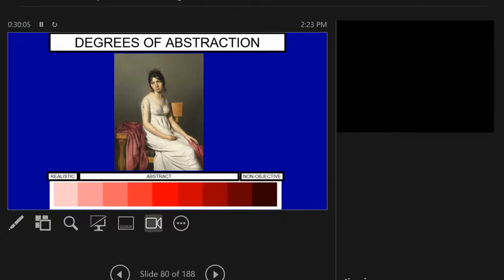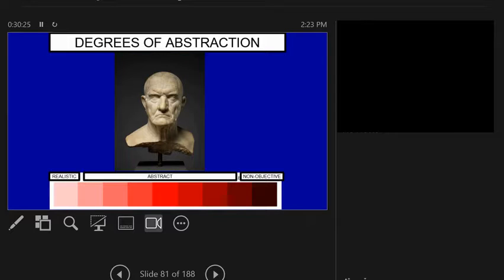It looks realistic. She looks like a real person, right? There's some imperfections in the proportions of her face, but that would be true of anyone. We all have imperfections in the proportions of our faces, so that's what makes her look real. This guy too. If you took my class last semester, you would remember the veristic portraits that we had for the Romans, and they concentrated on being realistic. And so this would be over here on this scale.